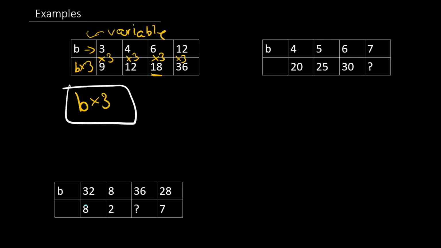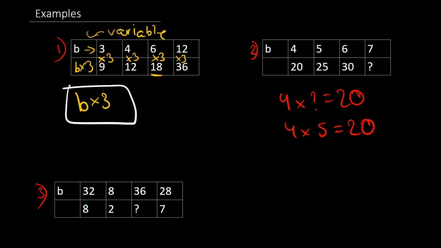Now let's move on to the second question. So we know that this is a multiplication problem because 4 is less than 20. Let's ask the same question we asked in the previous question: 4 times what equals 20? Well, I know that 4 times 5 equals 20. So let's check if that is the rule for every single number.